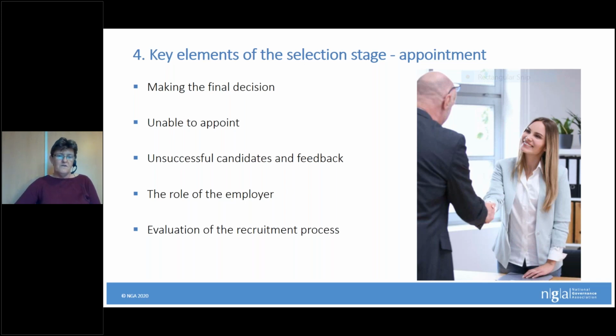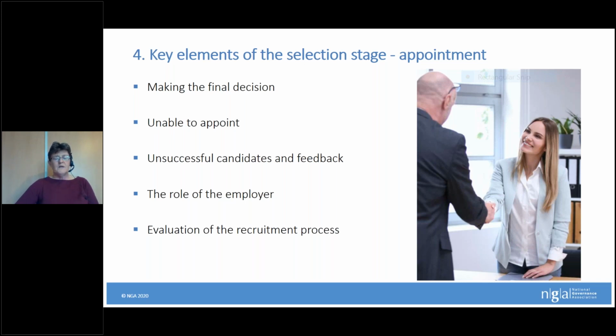Feedback generally will be from a CEO in a multi-academy trust, but it may be from the chair of governors or a panel member. If you decide that you want to give unsuccessful candidates feedback from your external consultant, that's absolutely great, but really think about the cost of that, because there will be a fee for that.